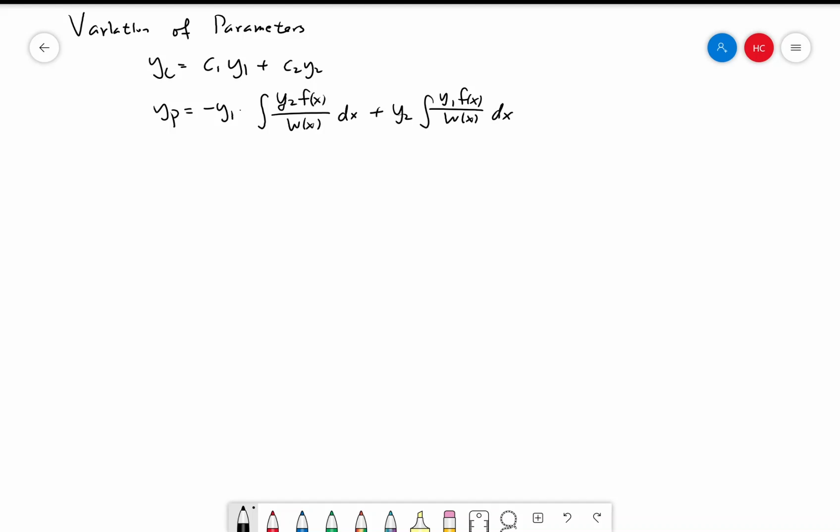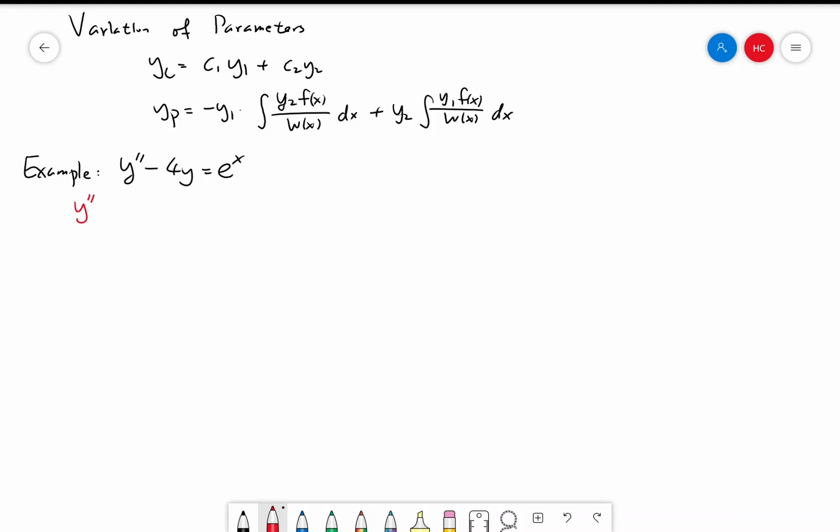Alright, so let's do a bonus example using two different methods. The first method being the variation of parameters, and the second method being the traditional guessing method. So let's consider the differential equation y double prime minus 4y equal to e to the x. So let's first do the complementary part.